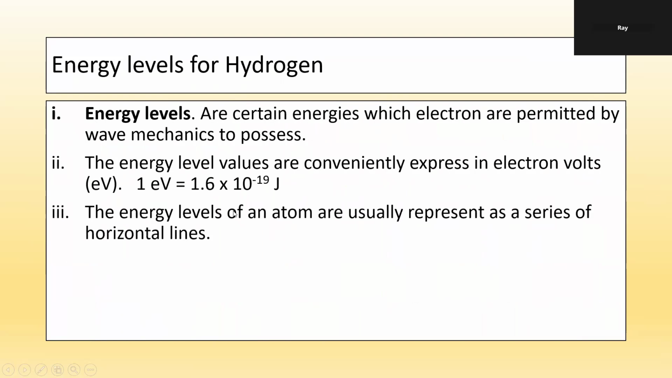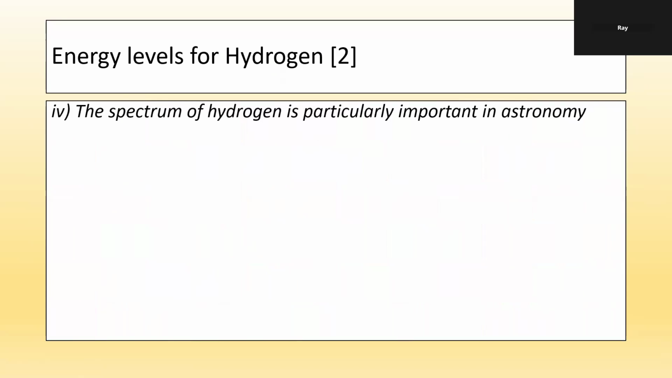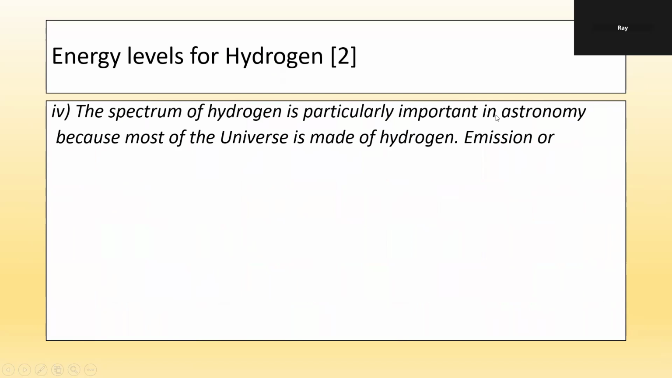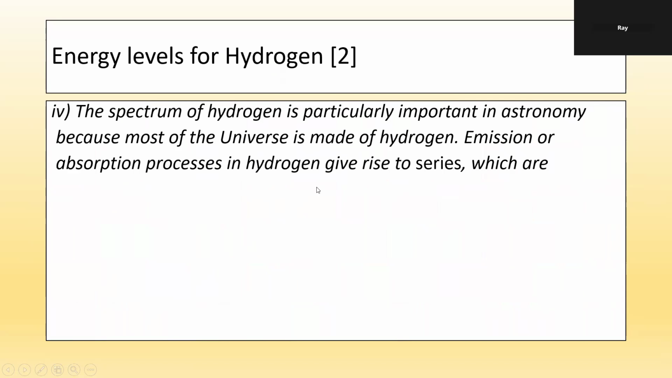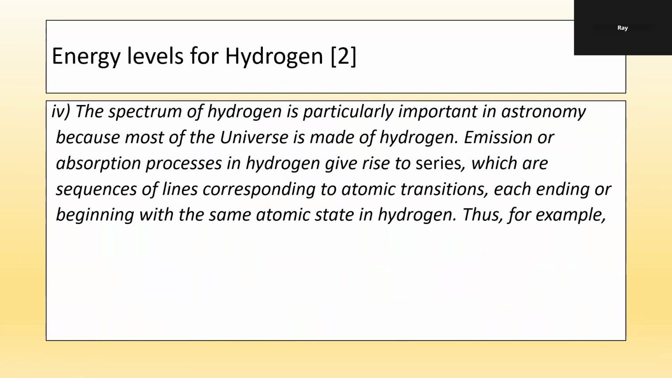The energy levels of atoms are usually represented as a series of horizontal lines. The spectrum of hydrogen is particularly important in astronomy because most of the universe is made of hydrogen. Emission or absorption processes in hydrogen give rise to series, which are sequences of lines corresponding to atomic transitions, each ending or beginning with the same state in hydrogen.